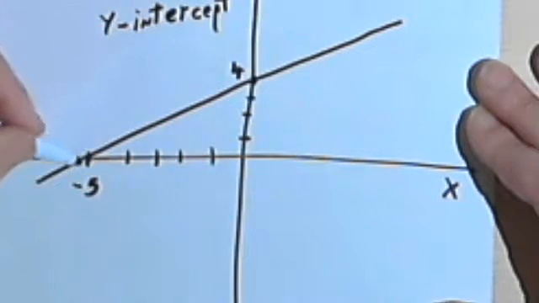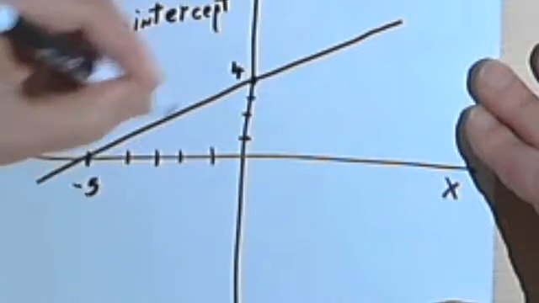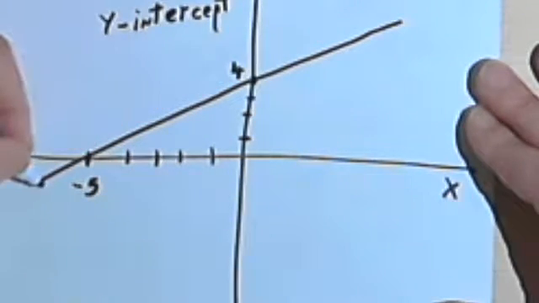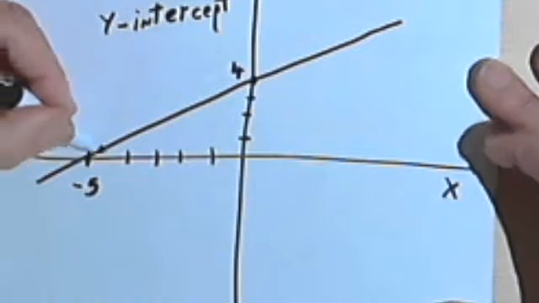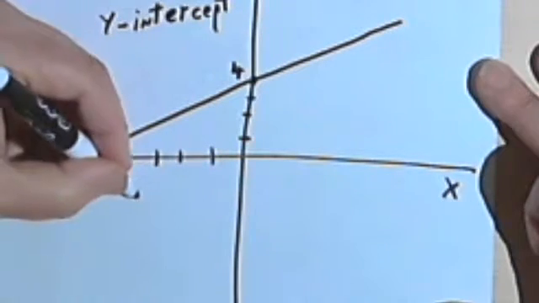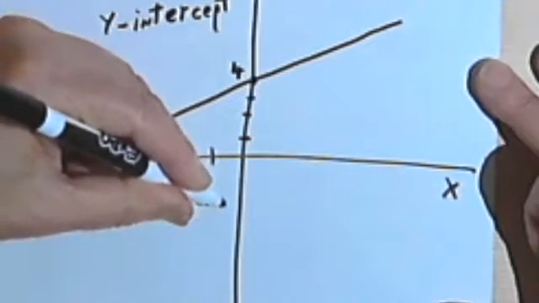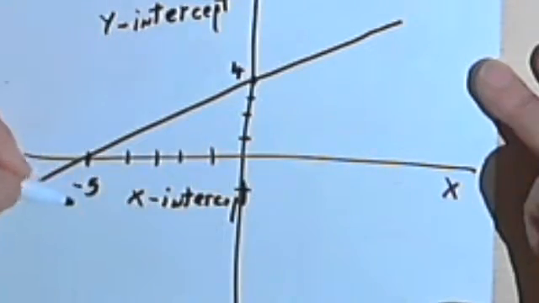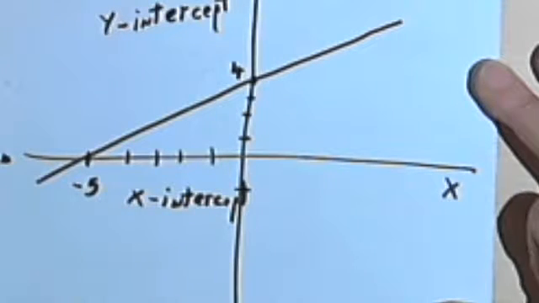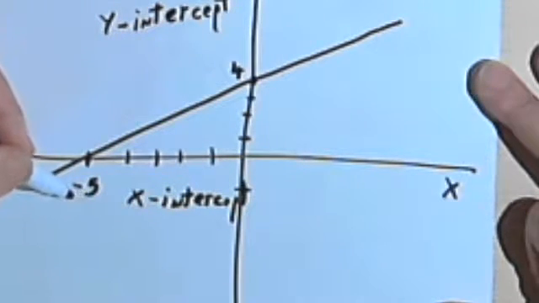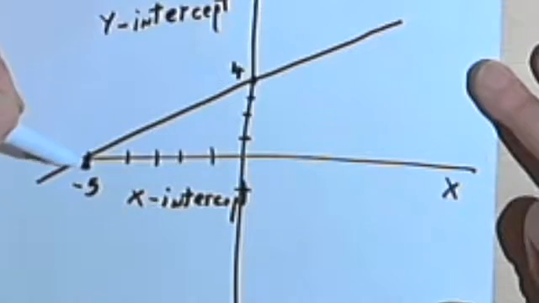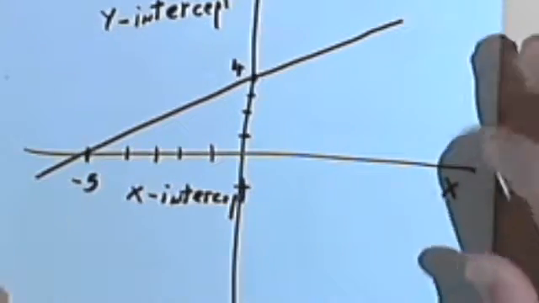In the same way, I've got this point here at -5, and this is where the line intercepts or cuts through the x-axis. So this is my x-intercept. Since the x-axis is also a horizontal axis, it's sometimes called a horizontal intercept. Okay, and that's what the x and y intercepts are about. Now, this can be really useful. Let's take a look at this.